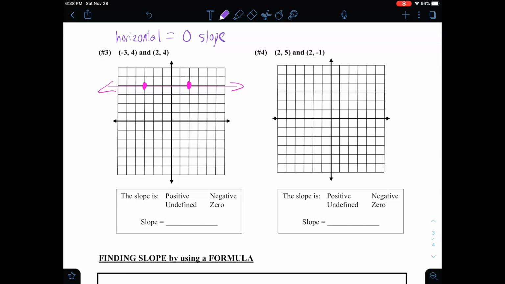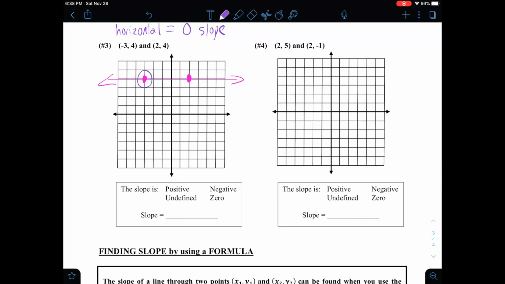But let's do the math anyways here, okay? So starting at the left point, going to the right point, do we go up or down at all or no? We do not go up or down at all. So our rise is 0, and then what's our run? We go to the right, 1, 2, 3, 4, 5. So our run is 5. This is kind of clunky to see because you can't see the rise because there is no rise, but just stay with me here.